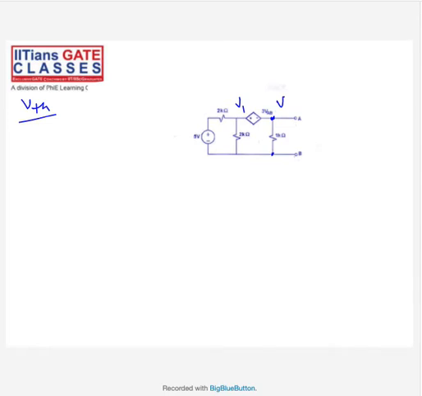So what will this be? Leaving current: (V1 minus 5) by 2K plus V1 by 2K. This is a supernode, so I'll directly write V by 1K is equal to 0. Understood how I write this equation? So (V1 minus 5) by 2K, V1 by 2K, plus directly V by 1K, ignoring the source in between. So this is at node V1.